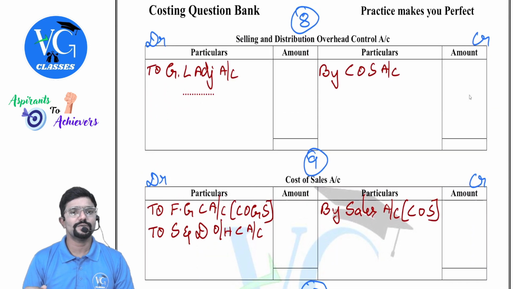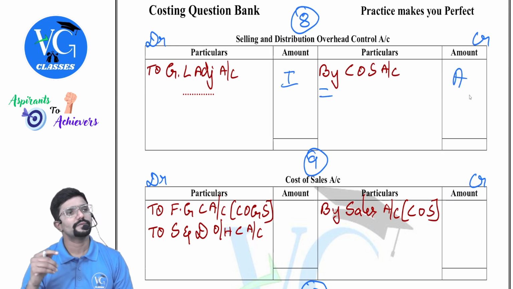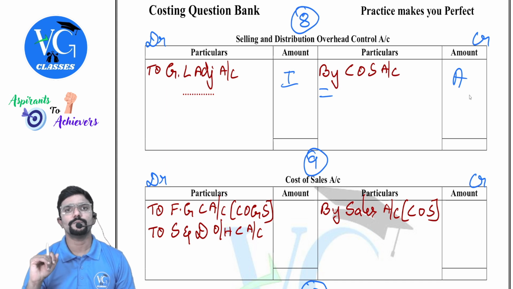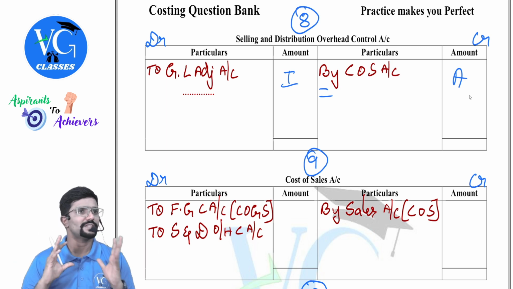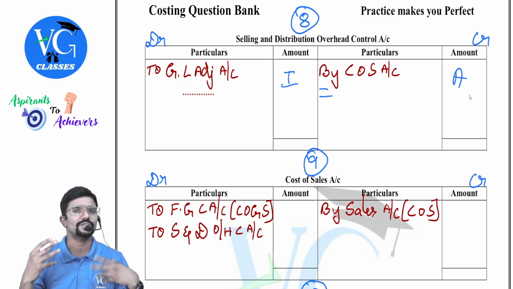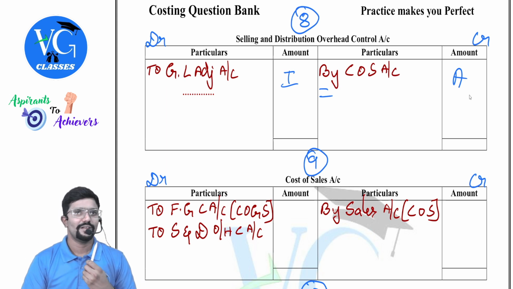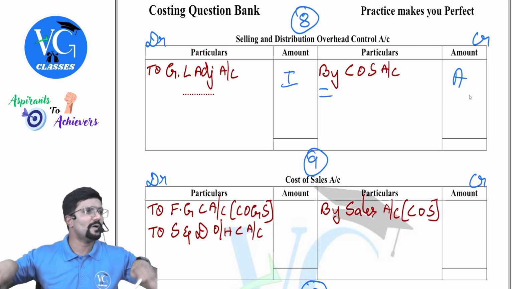Next, selling and distribution overhead. I am assuming incurred is equal to observed. So no balancing figure here. No balancing figure. That means no under absorption, no over absorption for selling and distribution overhead. You can just write there only. Incurred is equal to observed for this, because tomorrow you should not get confused when you are studying. All this we are discussing in the classroom so that you will learn from all the angles.